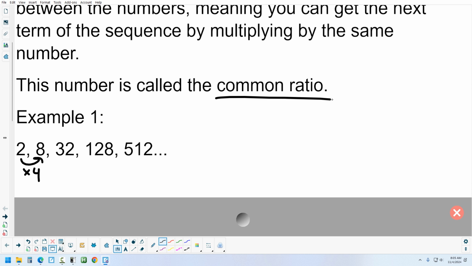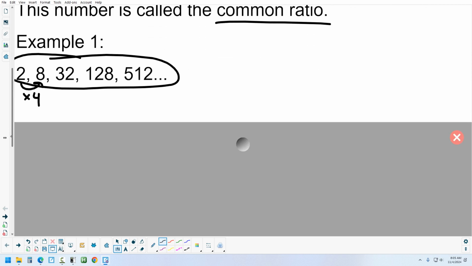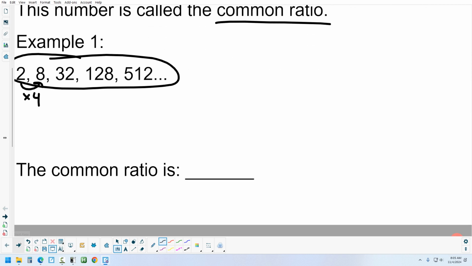R. Yep. So the common ratio, that's going to be R. Now, let's say you were stuck on this problem and you weren't sure how to figure out what the common ratio is. I'm going to show you how you can find it, and it's very similar to how we found the common difference last week.